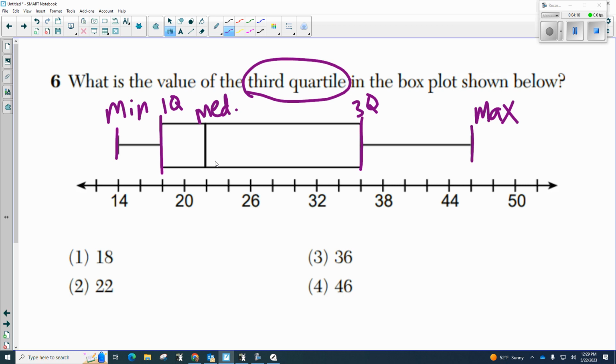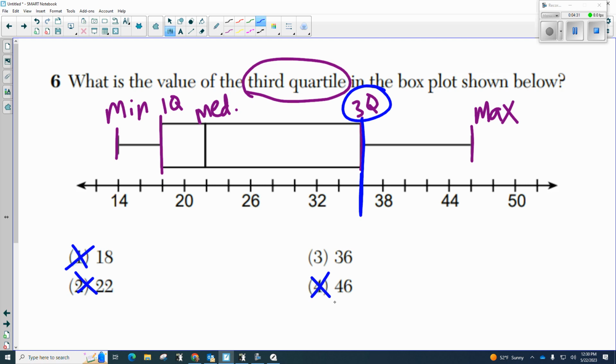But the third quartile, we can see, is right here. So if we follow this line down, we're right here. All right, so we know it's not 18 or 22, and actually we can eliminate 46 too, because that's too high. I was going to say you could definitely tell it's 30 something, and you have to figure out the scale.